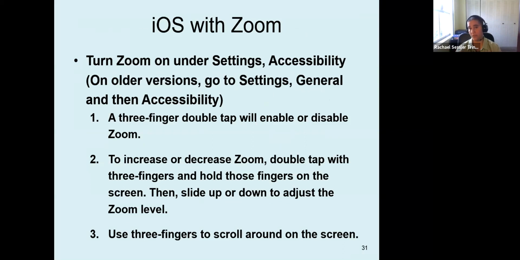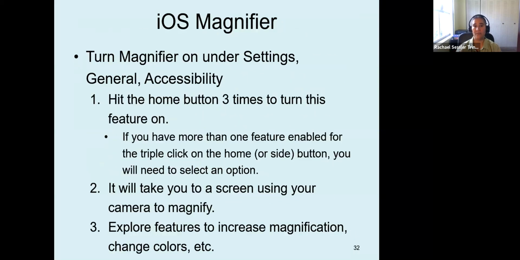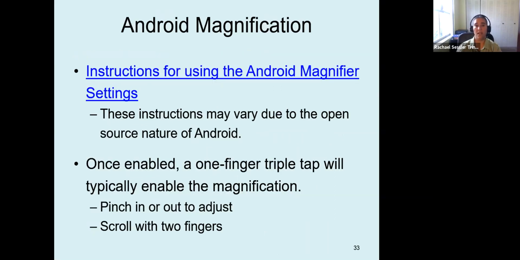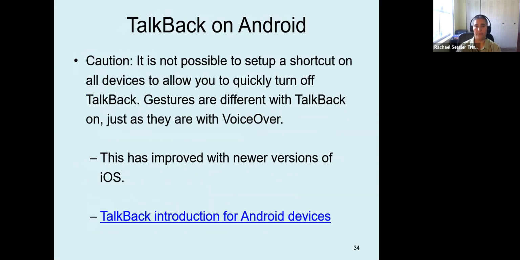And of course, iOS also has their built-in Zoom, so if you want to learn more about that, I have some detailed information. And don't forget, on iOS, you also have the magnifier, which is like an external magnifier, like a CCTV. You have that in the palm of your hands if you have an iPad, iPod Touch, or iPhone. So that's another feature that you could turn on, and there's some details on how to use that. With Android magnification, I have some additional information on how to use that. There's a link and some tips for you.